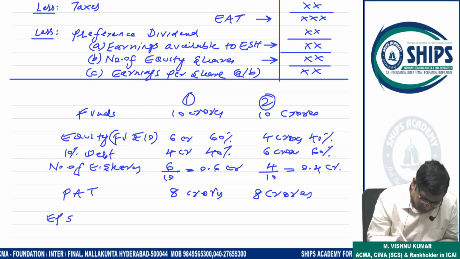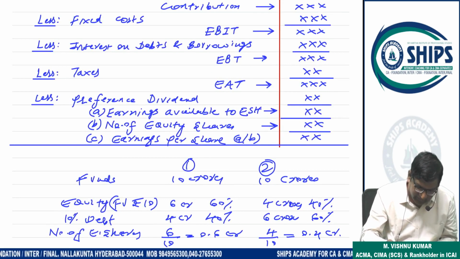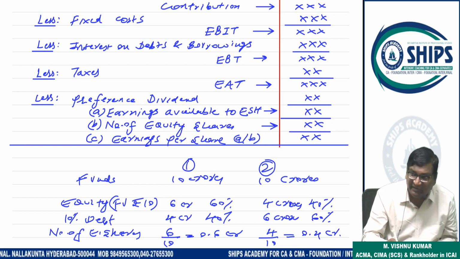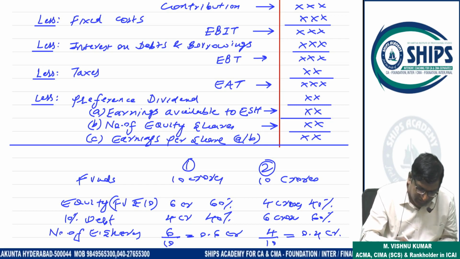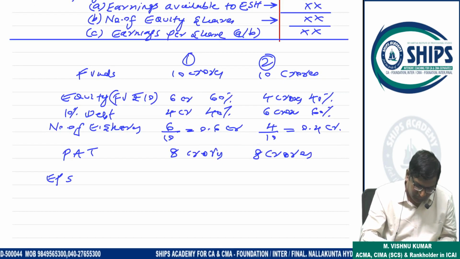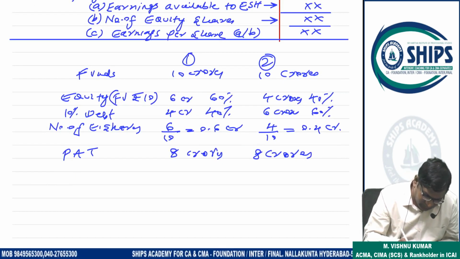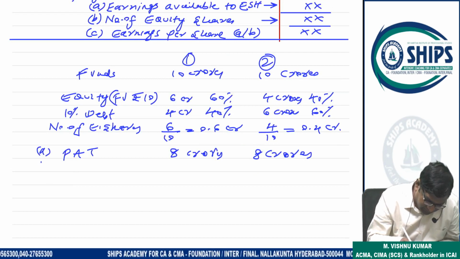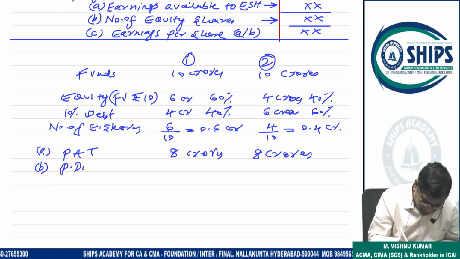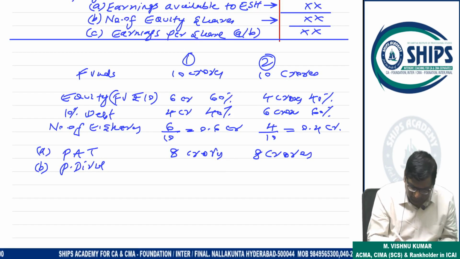Earning per share. Earning per share का फॉर्मूला क्या है देखिए इधर. Earnings available to equity shareholder by number of equity share. How much earnings available to equity shareholder? That is divided by number of equity share. Suppose in a company, if there is a preference dividend also, what? Preference dividend. So that will be deducted.